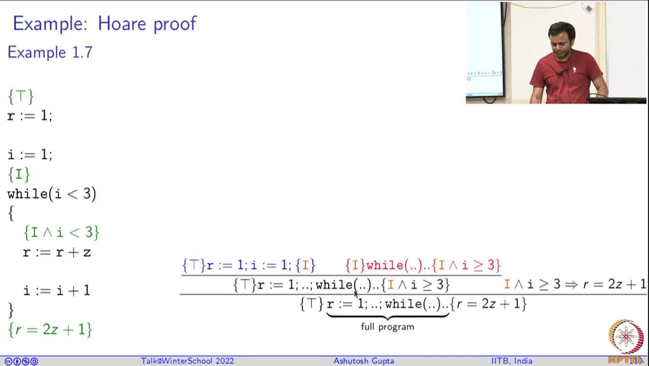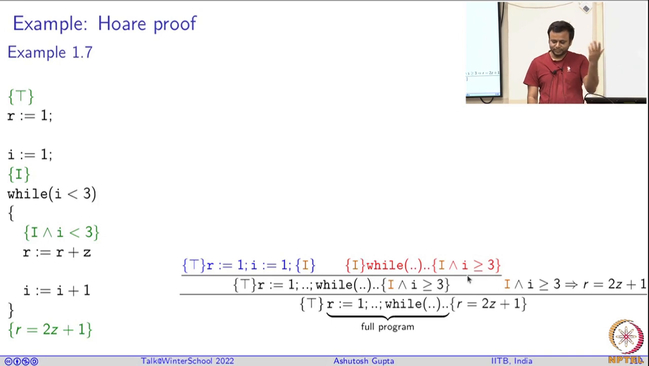So if you just go one more step back, the initial part, this part you execute, should land up in the invariant. And if you execute the loop body, the invariant should hold, as we had discussed earlier about the while loop. And if I can prove these two things, then I have a proof of the correctness of the entire program.